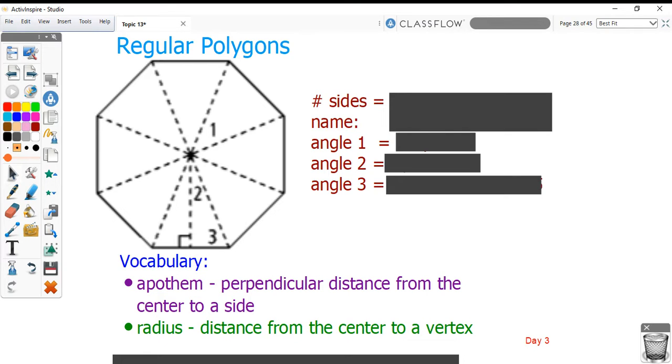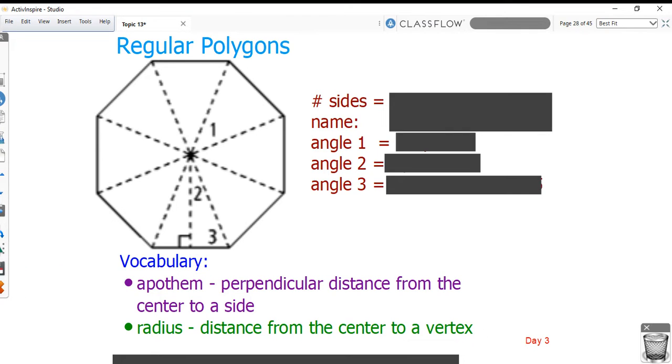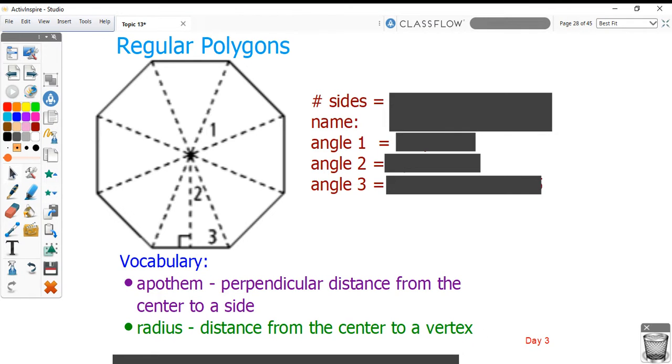Apothem is that word, and it is the perpendicular distance from the center of a polygon to the middle of one of the sides. When we look at this diagram right here, this line that I'm outlining in red, that is the apothem. Actually, I'll do it in purple just to match that word. That's the apothem.